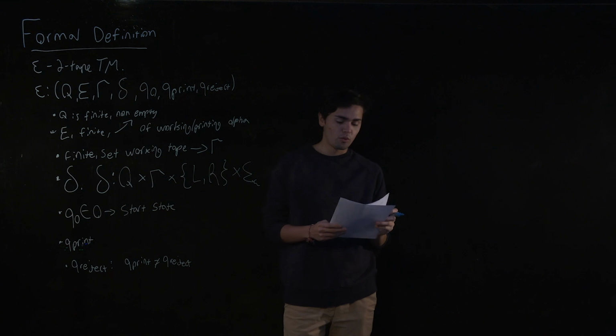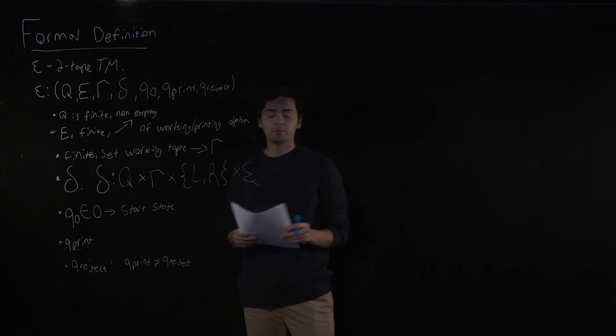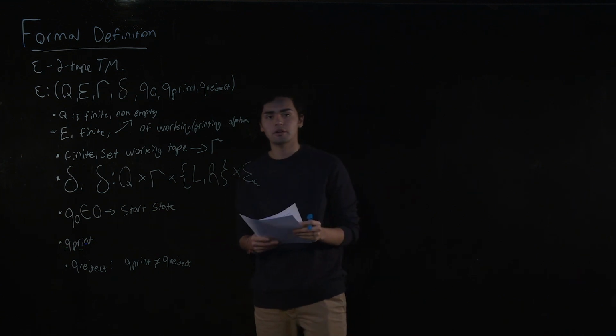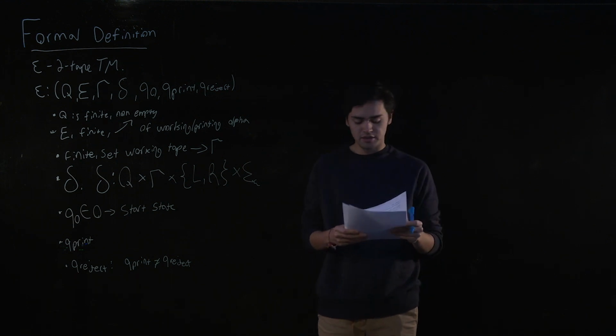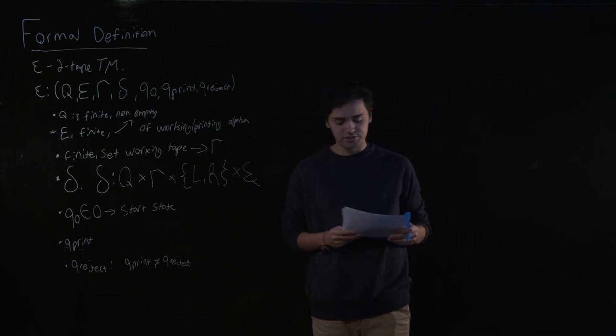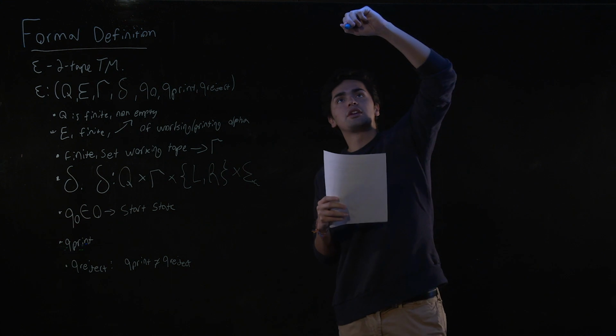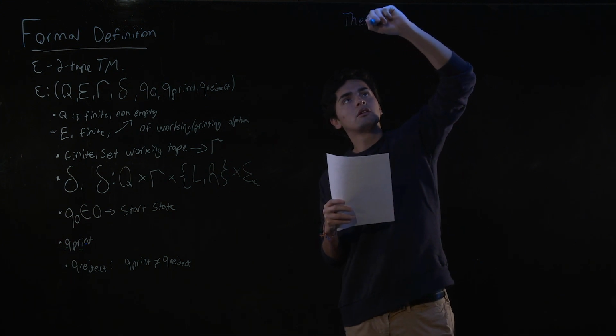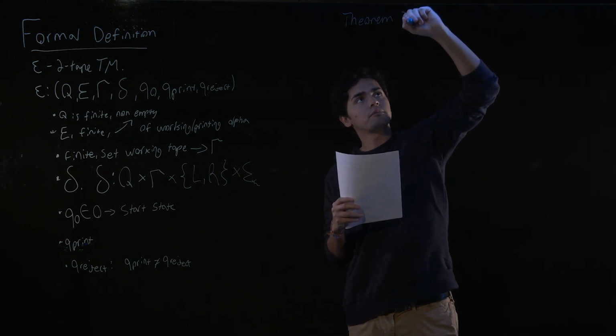Now that we have our formal definition of enumerators, we can begin to look at a couple of theorems that we found. The first theorem is going to be the equivalence of enumerator and Turing machines. This is going to be theorem 3.21 as found in the textbook.